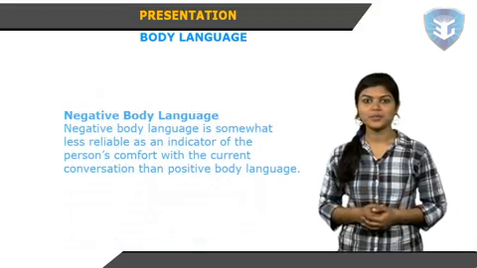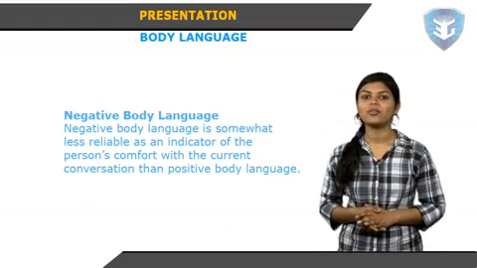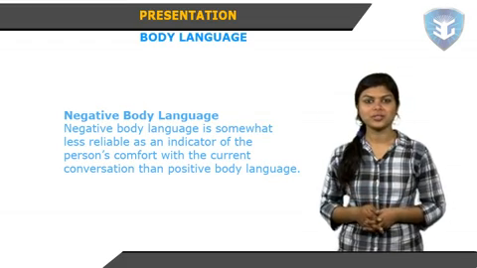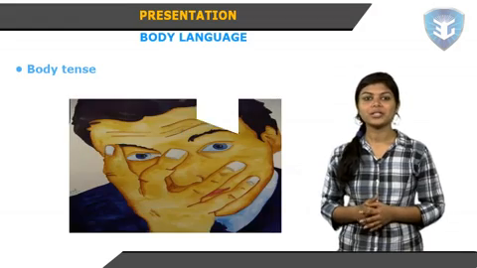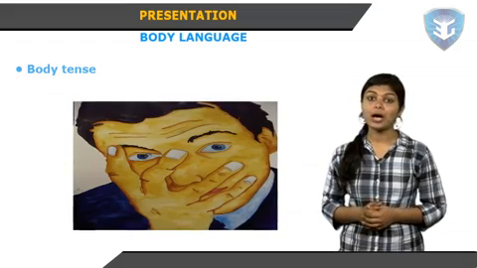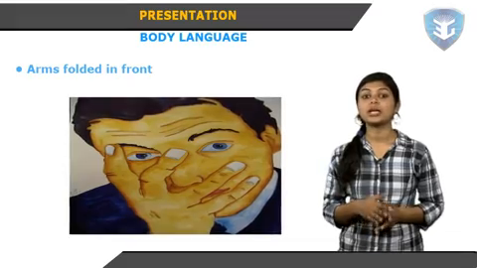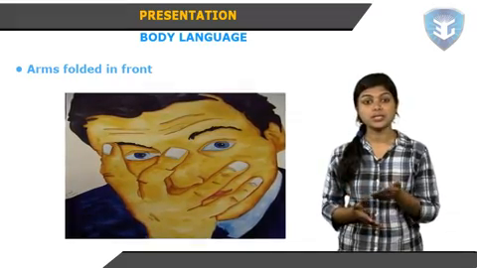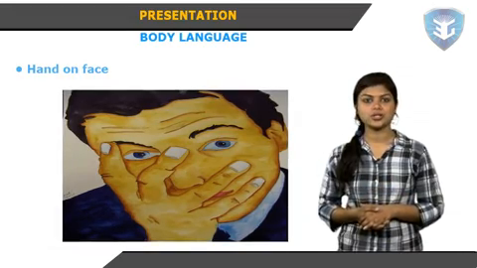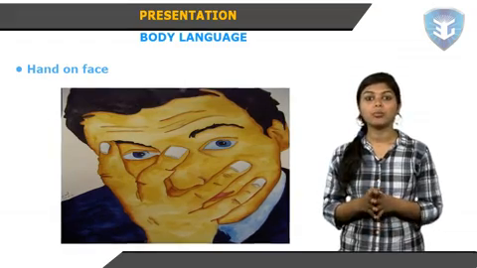Negative body language. Negative body language is somewhat less reliable as an indicator of the person's comfort with the current conversation than positive body language. Body tense: stiffness, wrinkled brow, jerky body motion, and hands clasped in front or palms down on the table. Arms folded in front creates a barrier which can express a resistance to what is being said. Hands on face: a hand over one's mouth is a closed gesture. Leaning on one's elbow with the chin in the hand can communicate boredom.